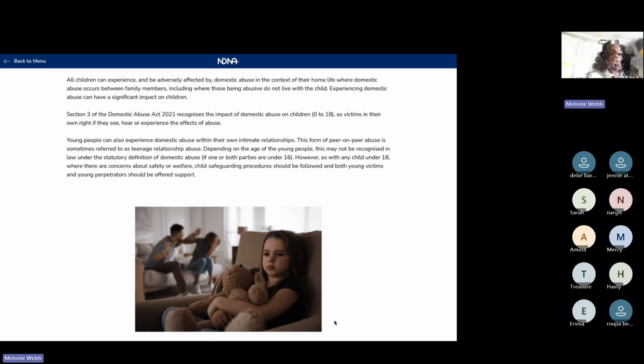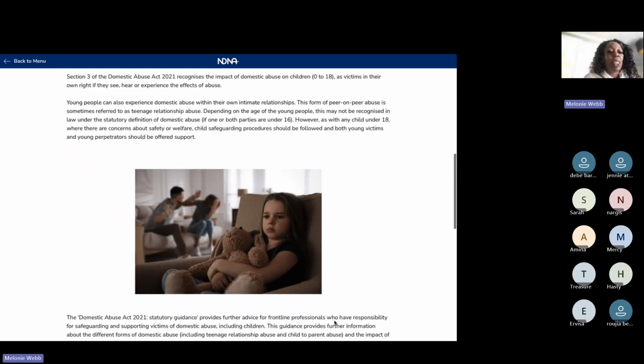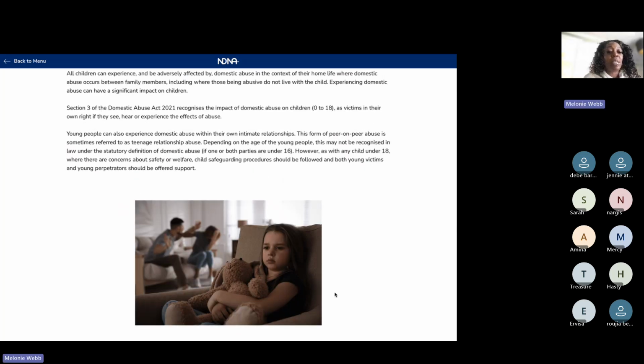However, as with any child under 18, where there are concerns about safety or welfare, child safeguarding procedures should also be followed, and both young victims and perpetrators should be offered support. I think we need to unpick that a little bit. What are our thoughts on this paragraph here?